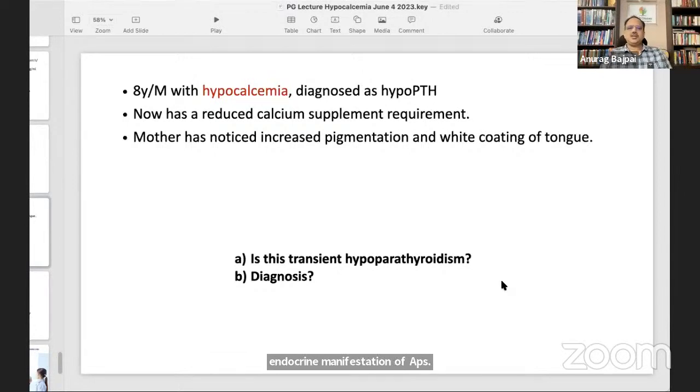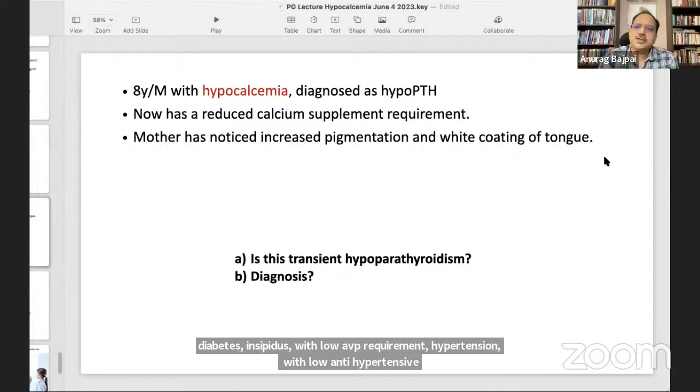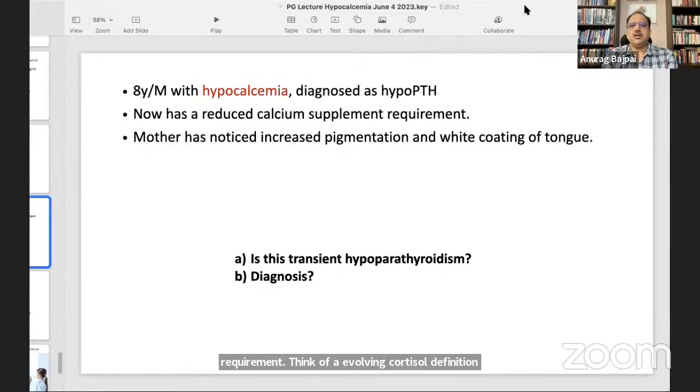Cortisol deficiency causes hypercalcemia. So I think this is a very classical setting. So anybody who has got hypoparathyroidism with low calcium requirement, diabetes with low insulin requirement, diabetes insipidus with low AVP requirement, hypertension with low antihypertensive requirement, think of an evolving cortisol deficiency. I think that's a big message coming out of that case.